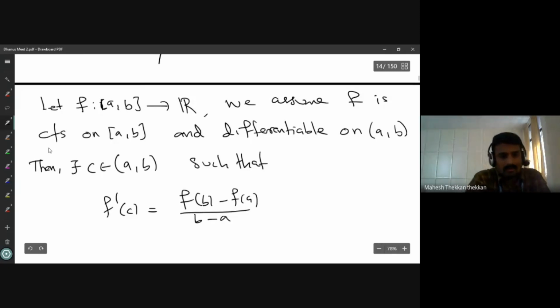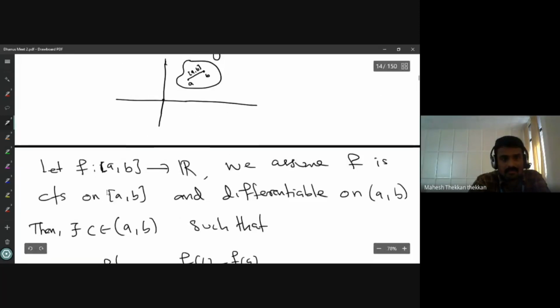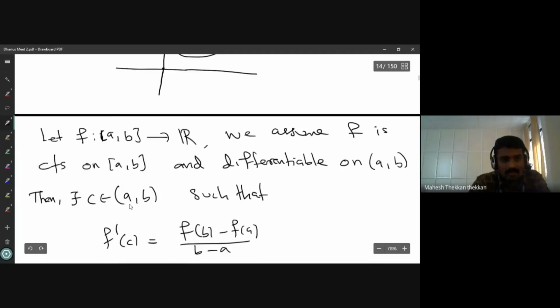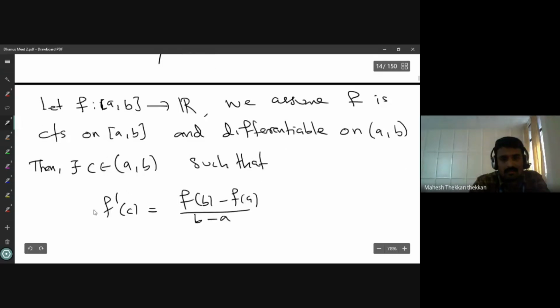So this is the mean value theorem for the single variable case. We have a function from the closed interval [a, b] to R, and we are assuming that f is continuous on the closed interval [a, b] and differentiable on the open interval (a, b). Then we can find a c in the open interval (a, b) such that this condition holds: f'(c) is equal to (f(b) minus f(a)) by (b minus a).